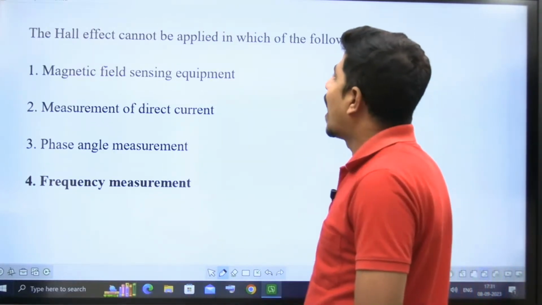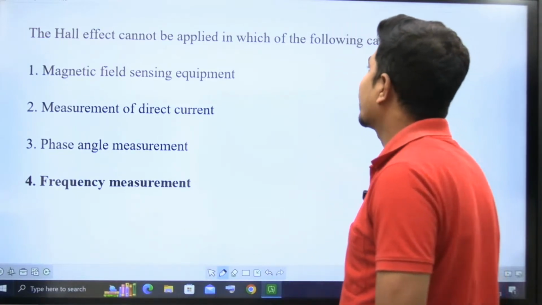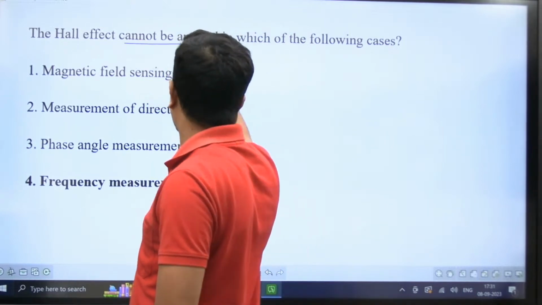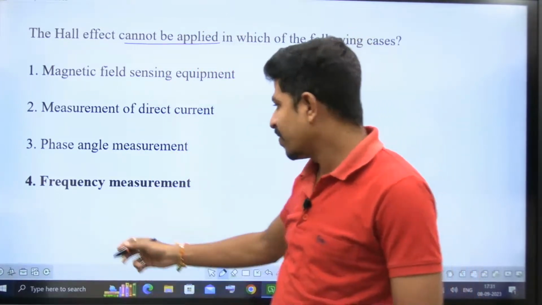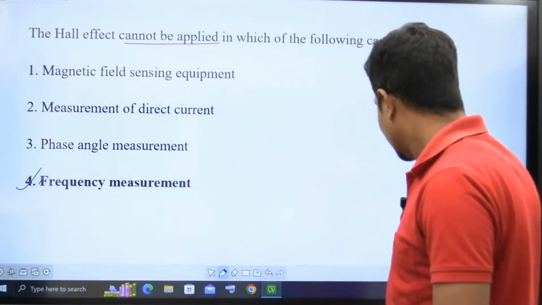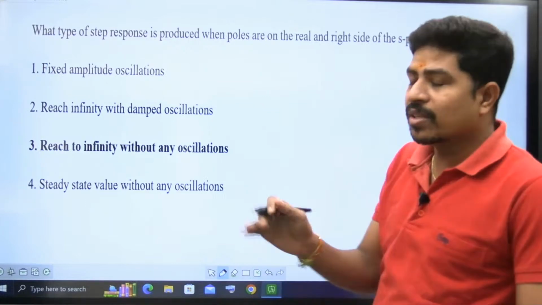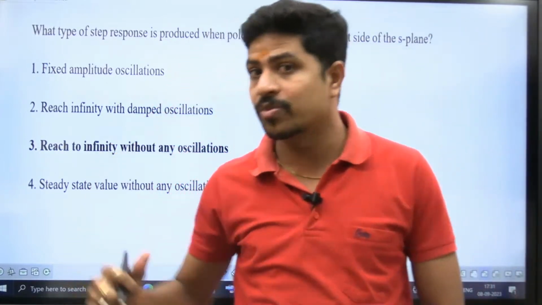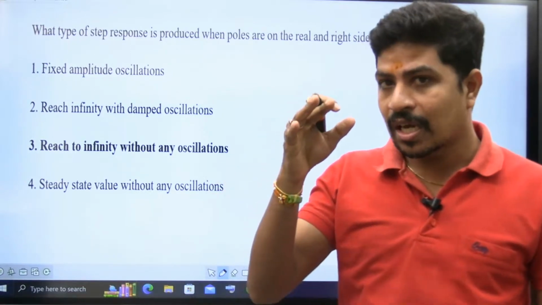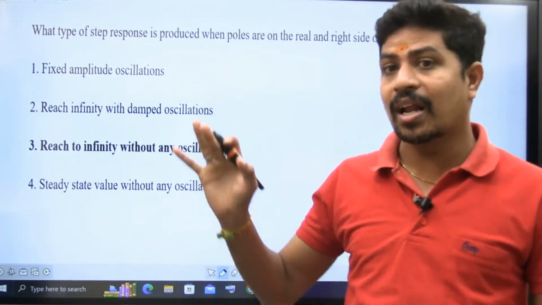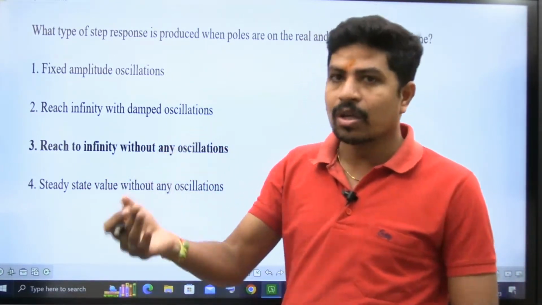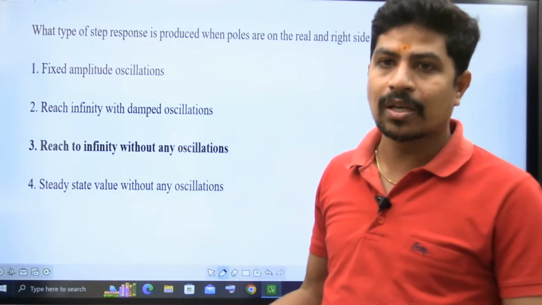The next question is about the Hall effect. The Hall effect cannot be applied in which of the following cases? He's saying cannot be applied. Yes, in frequency measurement we cannot apply the Hall effect. It is not possible, right? That is also a theory question. See, most of the questions are application oriented if you observe. Paper analysis is very important. Most of the questions are from applications: synchronous generator, Hall effect, and that meter also, 60 watts, how that meter can be used.